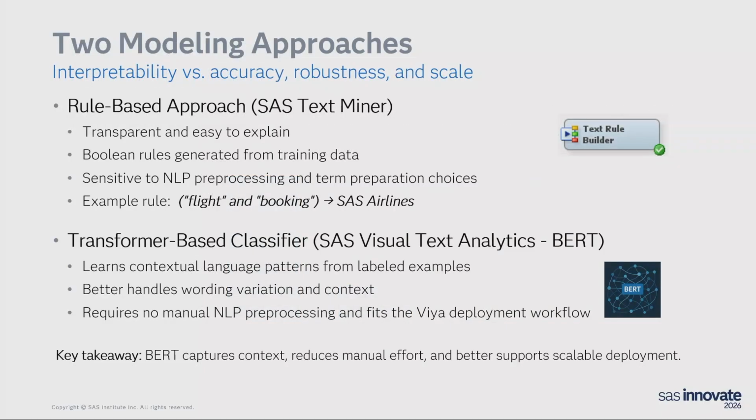We explore two very different model approaches for this work. The first one is a rule-based model, which is available in SAS Text Miner in 9.4. A rule-based model is built through the Text Rule Builder node, which gives you transparent and easy to understand rules for prediction. A simple example is flight and booking will classify the incoming emails to SAS Airlines categories.